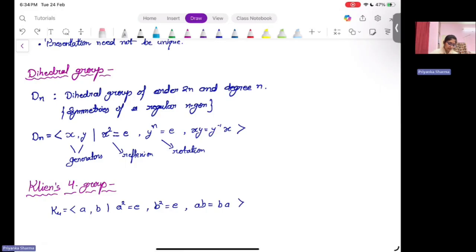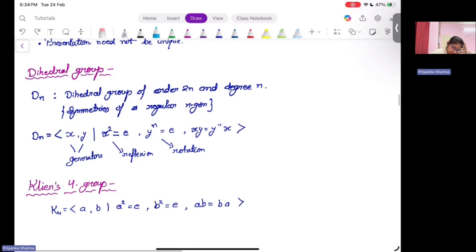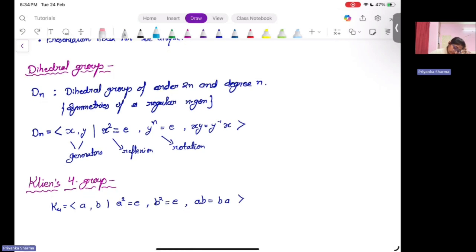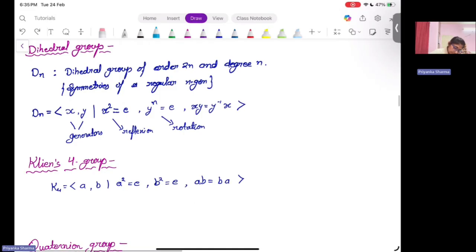Similarly, we can represent the dihedral group, which is the symmetries of regular polygons. So suppose we have Dn. Note that here I'm using n to represent the degree and the order is 2n. So Dn is generated by x and y. It will have two generators. One will be the reflection, the second one will be the rotation, as we discussed in the previous session.